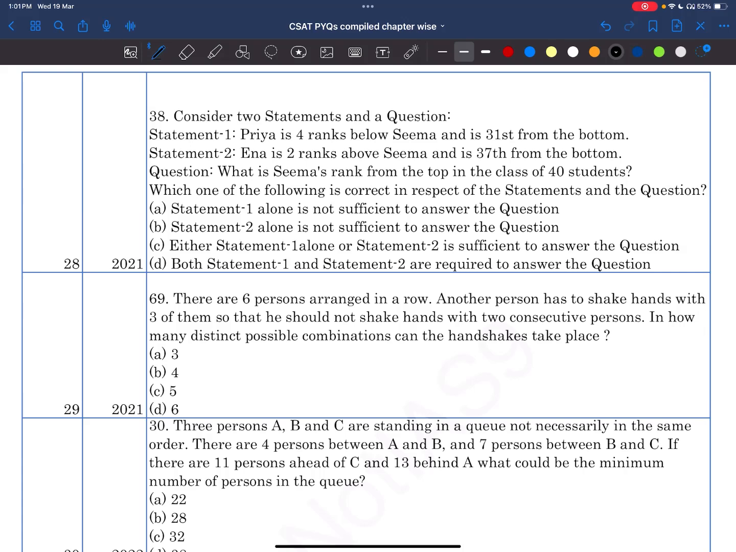Priya is 4 ranks below Seema and is 31st from the bottom. That means Seema will be 35th from bottom, right? Ina is 2 ranks above Seema and is 37th from bottom. Yes, Ina is 2 ranks above, which means Seema is already 35th. So Ina will become 37th from bottom.